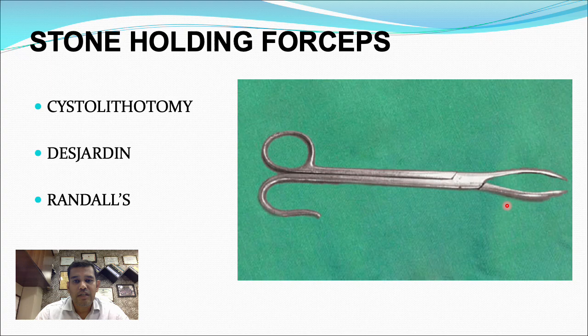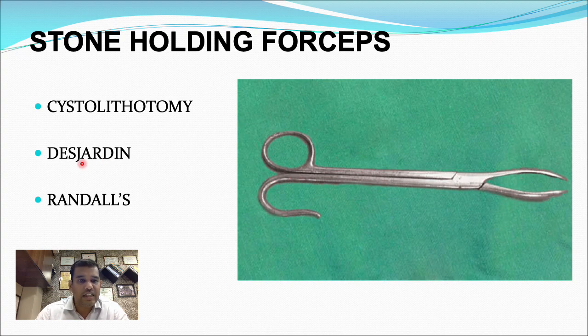There is no lock or ratchet. You can see this is the blade part, this is the joint, this is the shaft, and this is the finger bow. An important difference to note: a finger bow is present in one of the blades, and it is not present in the other, which is an open end. So you hold it like this. You put a finger or thumb inside the finger bow, and your forefinger lies over this area. When you're doing a cystolithotomy of a bladder stone, you use this to remove the stone.